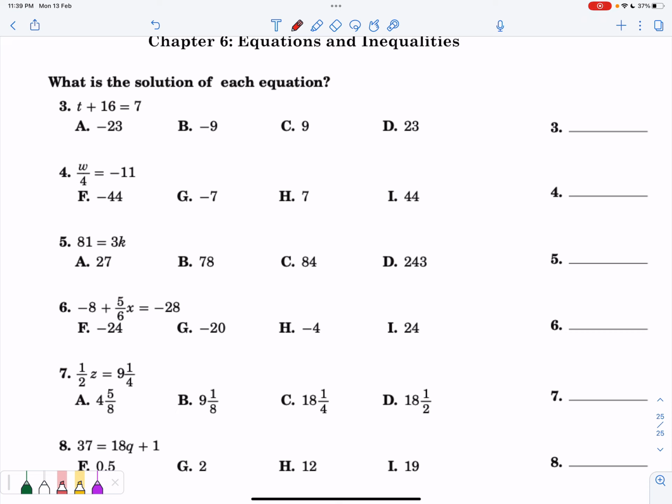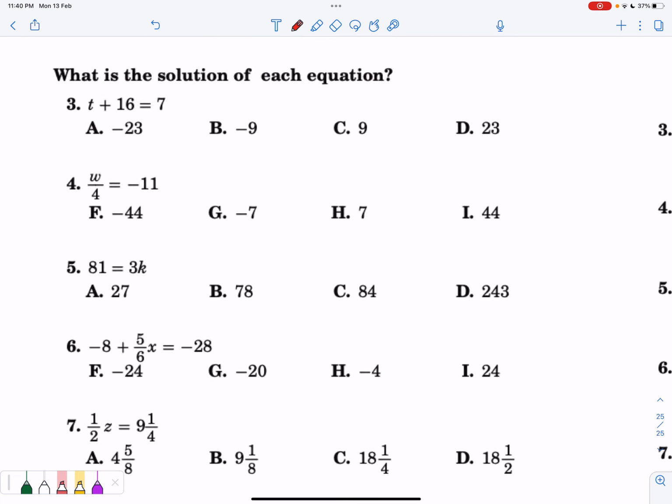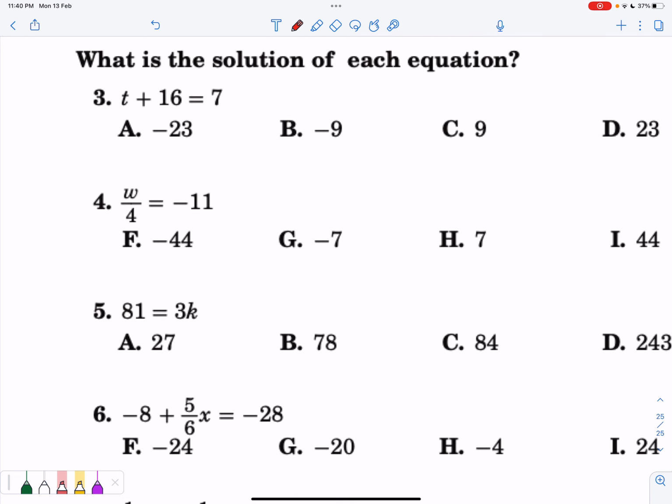Okay, let's continue. Here we have t plus 16 equals 7. So the variable t and there's 16 added to it. So we should do the inverse operation and minus 16 from both sides. So we will get t equals 7 minus 16.